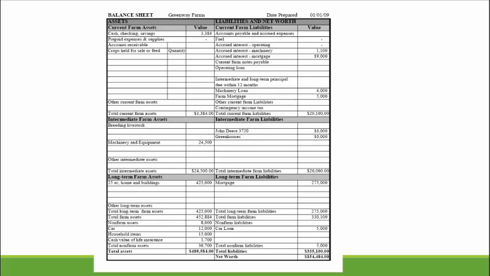And this is the balance sheet. So again, this just gives you your net worth and what you can lend on. And this was an example from our case study as well. So our current assets, our intermediate, and our long-term.